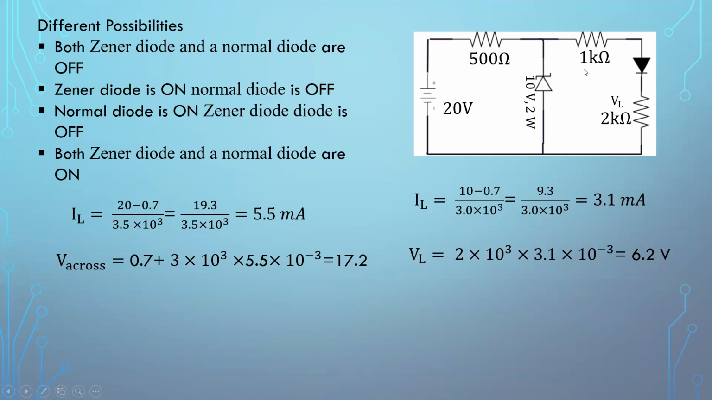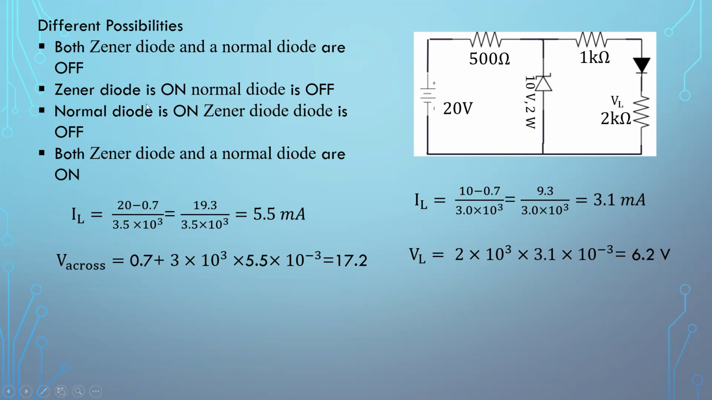But that is not possible, because even if we say this diode is not conducting and we remove it from the circuit, at least this normal diode will conduct, because it requires only 0.7 volt, and here we are applying 20 volts. So obviously this diode will be in forward bias, it will conduct. So the first case, that both diodes are off, is not correct.